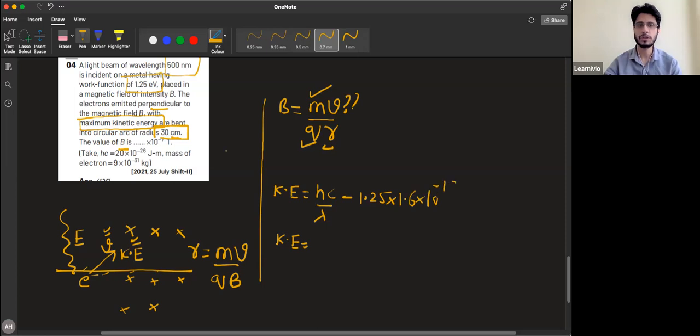See, this is the work function, 1.25 electron volt. You can't keep electron volt. You have to convert this into joules. So just multiply it with 1.6 into 10 raised to the power minus 19. hc is given in the question.